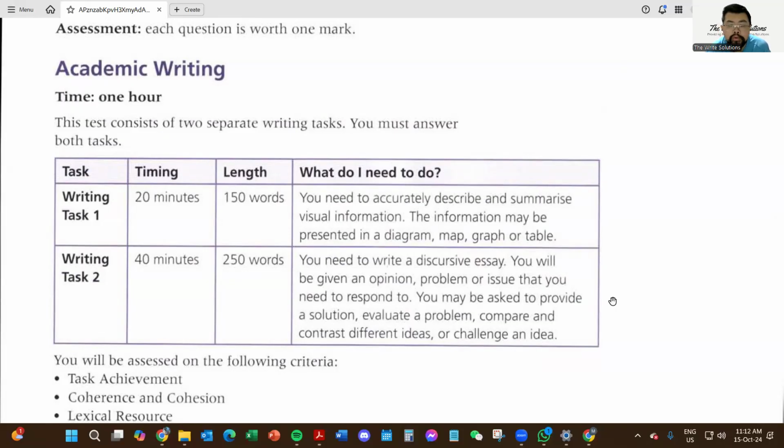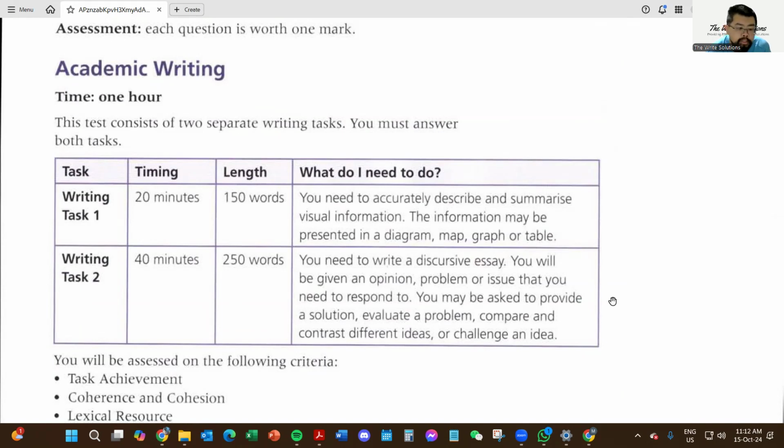What do you need to do? You need to accurately describe and summarize visual information. Okay, visual information means it's going to be from a diagram, from a map, graph, or table. We're going to take a look at this very closely at some other time.